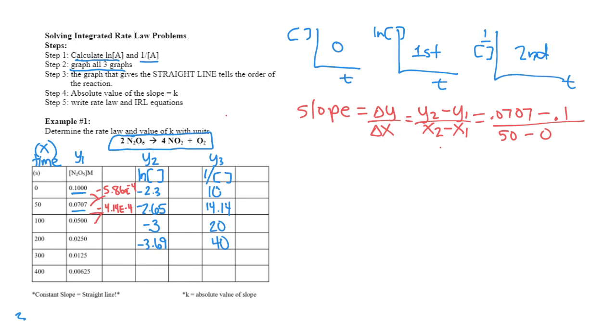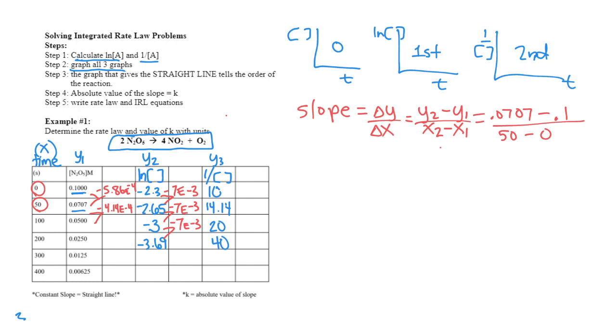So now I'm going to go over to my natural log graph, and I'm going to find the slope between these 2 points. Negative 2.65 minus negative 2.3 divided by, these are still my x points, 50 and 0. That gives me negative 7 times 10 to the negative 3rd. I'm going to do my slope between these 2 points. I get negative 7 times 10 to the negative 3rd.